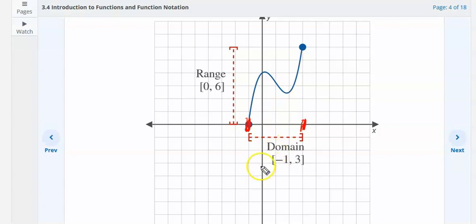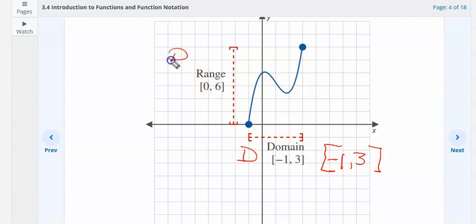So in writing it in interval notation, it would be a bracket indicating that the -1 is in the system. I'm going to take this off here so you see it. And then it goes to, again, this is a 3. And we separate it by a comma, and this would be a closed system here. Now that would be the domain.